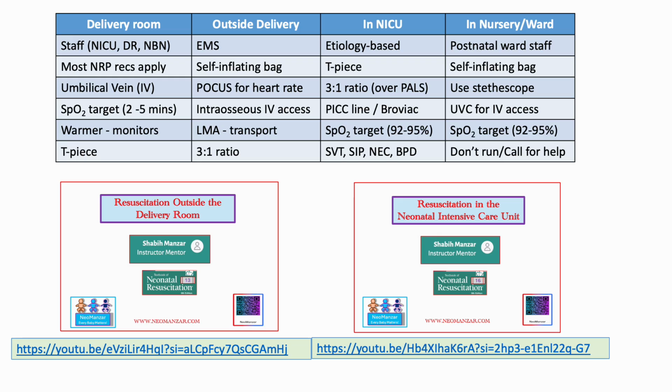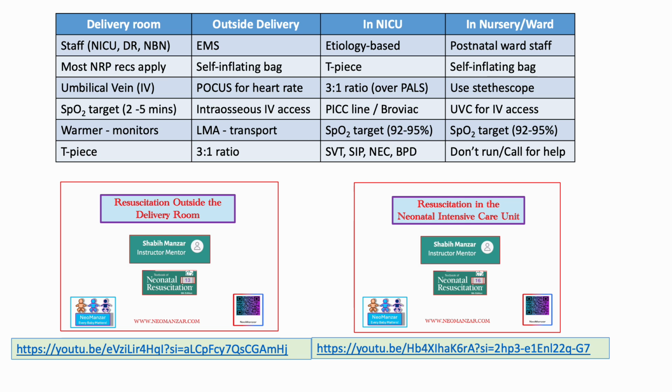And the other thing which is very important to remember is that in the NICU, most of the time the babies do have central lines. So the baby has a PICC line or a Broviac, or sometimes an umbilical venous catheter inside. So you don't have to worry about getting an intraosseous or any other IV access or PIV, because most of the babies do have central lines. So this is about the NICU.